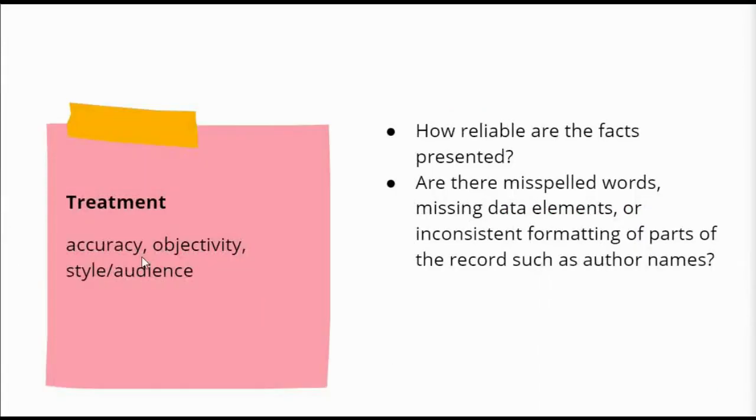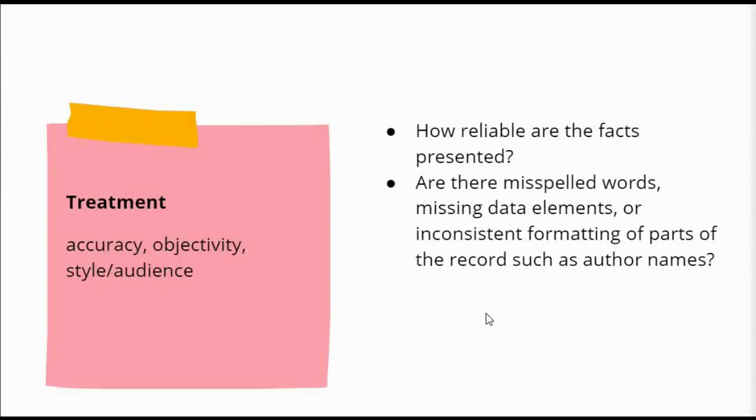Now we have treatment. Okay, so in treatment, you will identify the accuracy, objectivity, and style and audience. So how reliable are the facts presented? Are there misspelled words, missing data elements, or inconsistent formatting of parts of the record such as author names? Okay, so you can determine who can best use the work. So which audience is it for? Is it for the layperson or for the scholar? Is it for adults or is it for children?